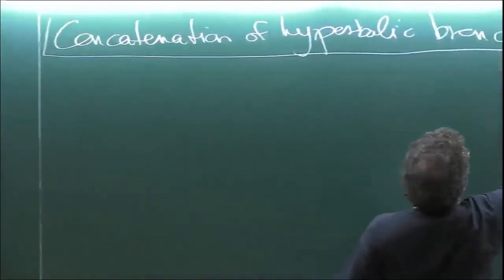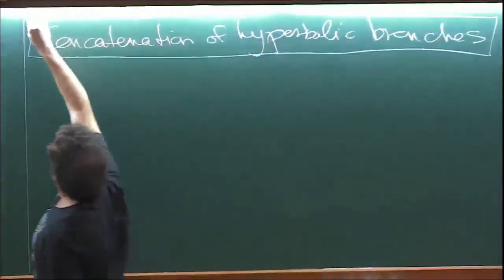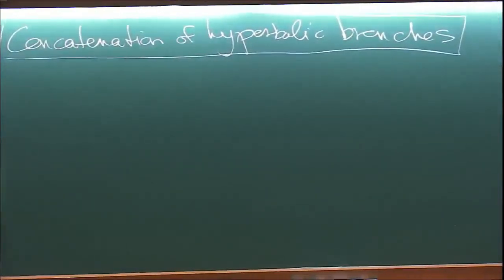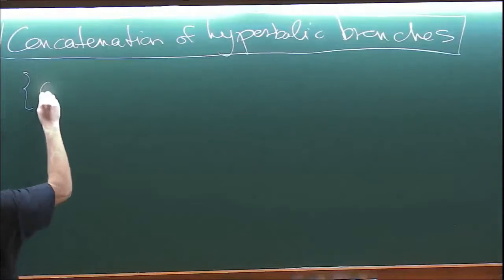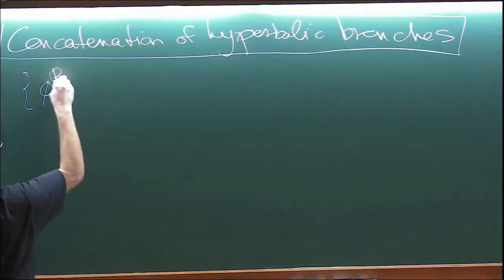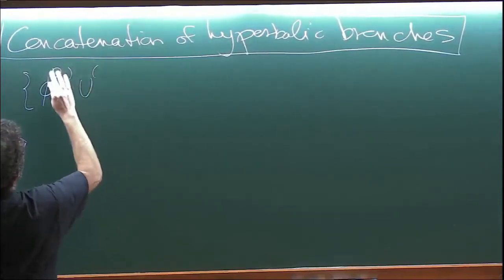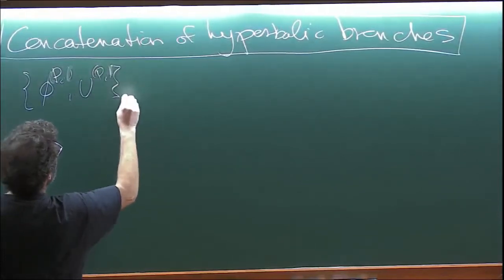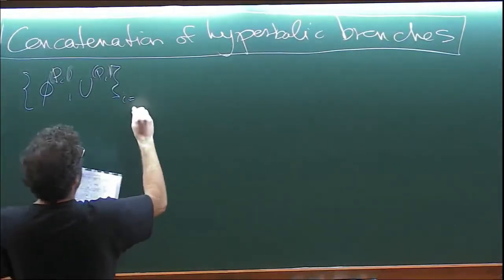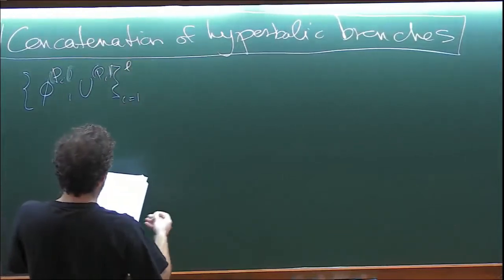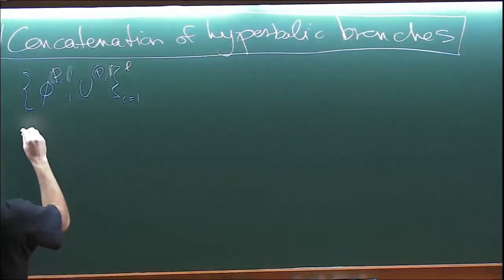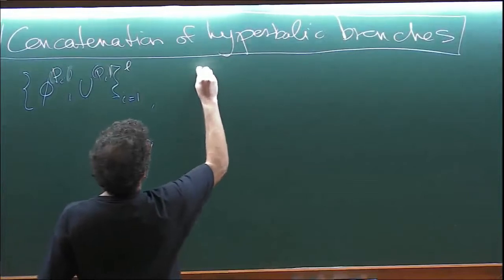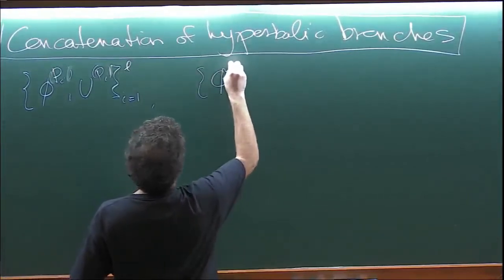In other words, you can repeat this. So let's suppose that we have this picture where we have a family of hyperbolic branches, φ_i, u_i, for i equals 1 to L. You have a family of hyperbolic branches, and then we have one hyperbolic branch, φ_n, u_n.